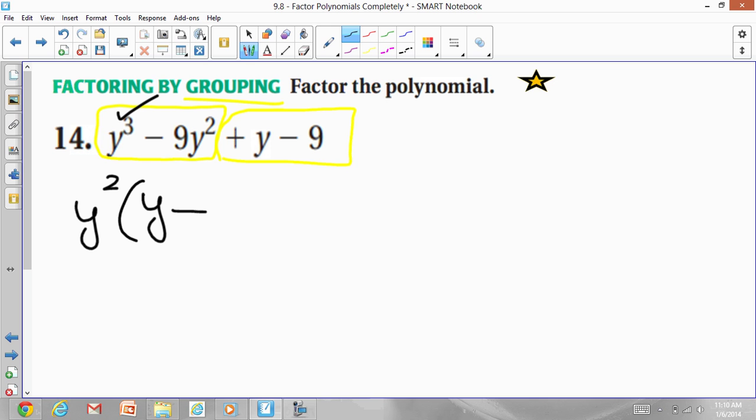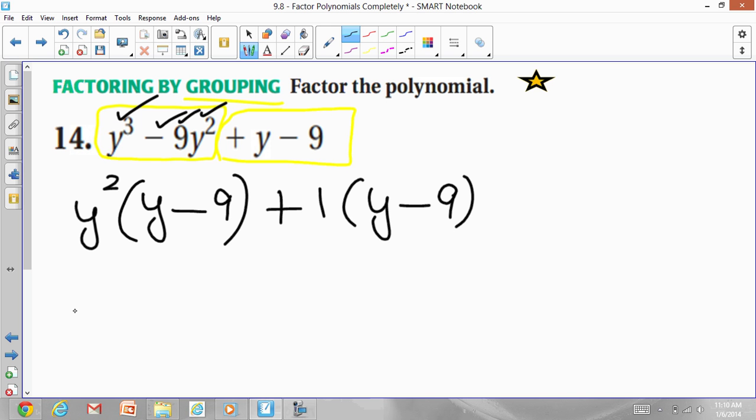Minus sign comes inside, 9 comes inside, and y squared is already there. Close parenthesis. Plus, now y minus 9. So I'm going to pull out a 1 and the rest goes inside. 1 times y is y, 1 times negative 9 is just negative 9. The reason why I put a 1 is because I want to group them together.